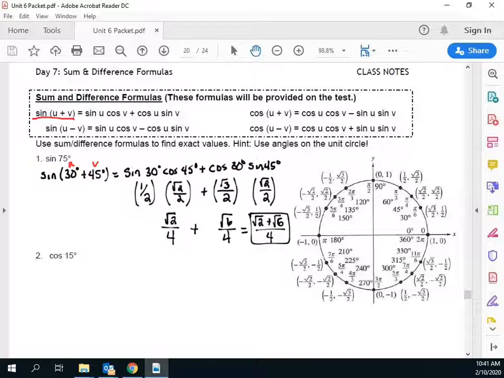So you find out what two angles add or subtract to get you that 75. Then you use the formula to go ahead and expand it, and then just find the values from there. Hand trick or square root trick, whichever one. All right? What about cosine? What about 15 degrees? We do cosine.